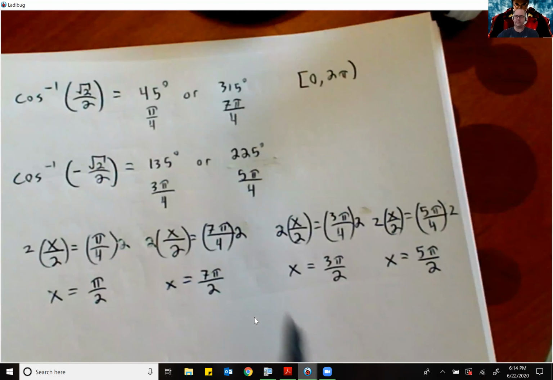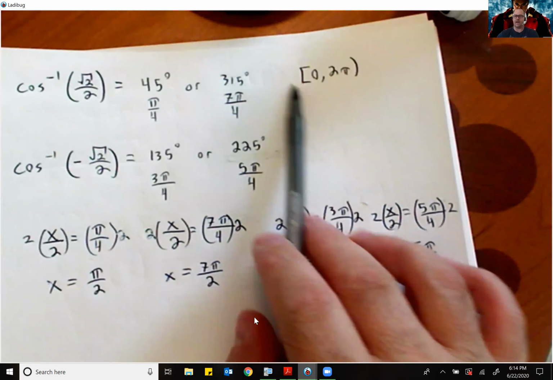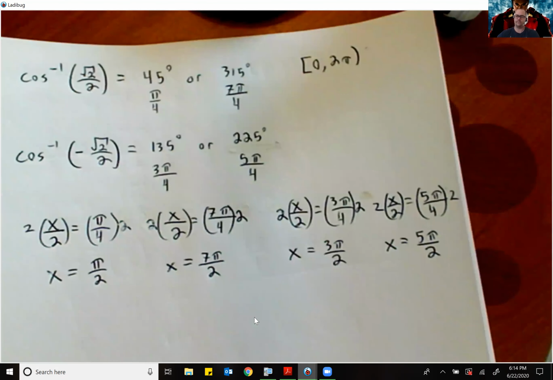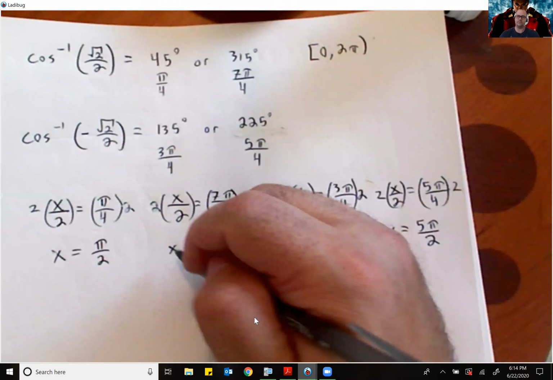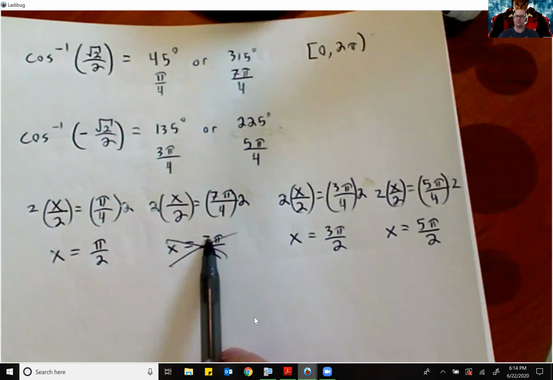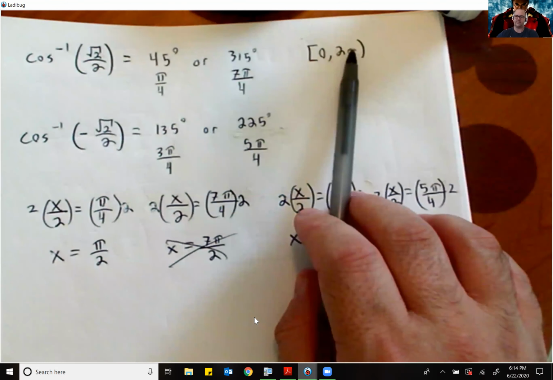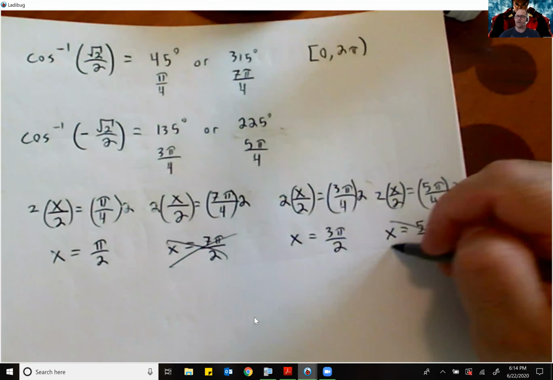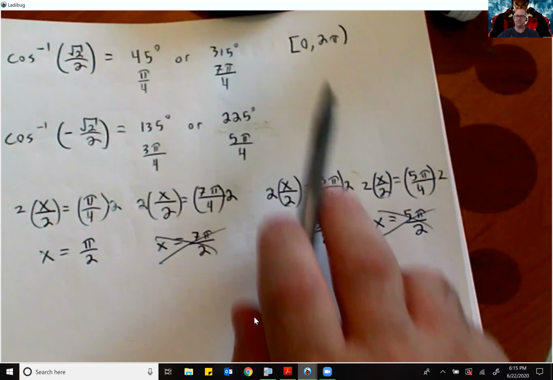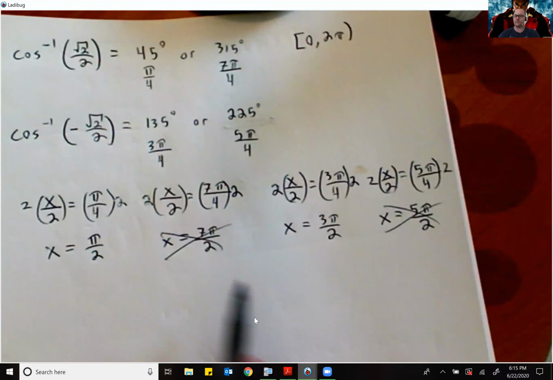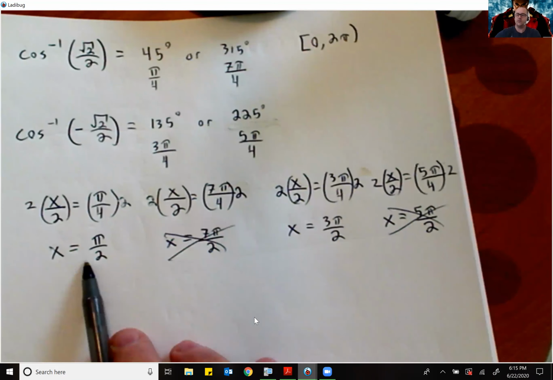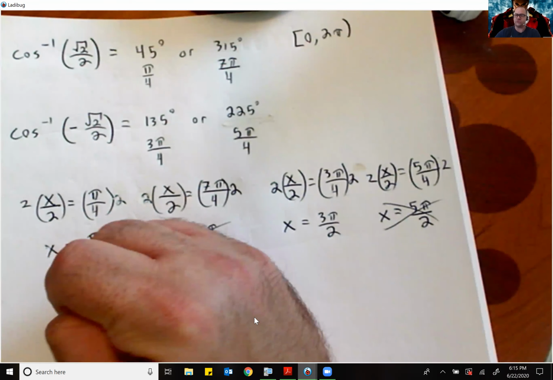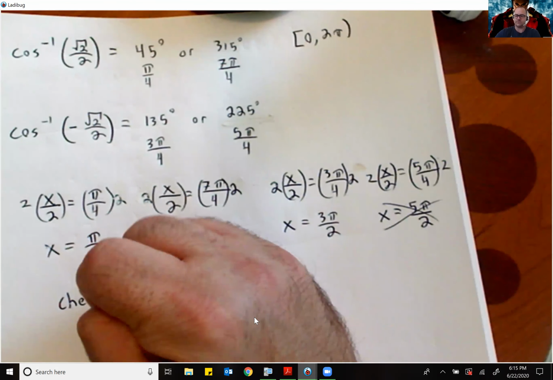Again, our range is 0 to 2 pi. 2 of these answers don't belong. This guy goes away because 7 pi over 2 is outside this interval. And this one goes away because 5 pi over 2 is outside this interval. So you're left with these two answers. But in this problem, I encourage you to check answers.